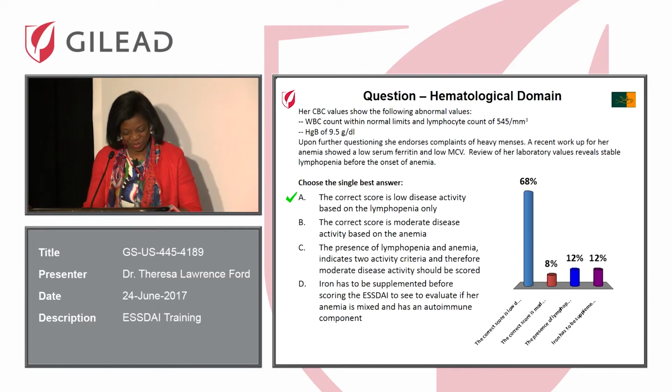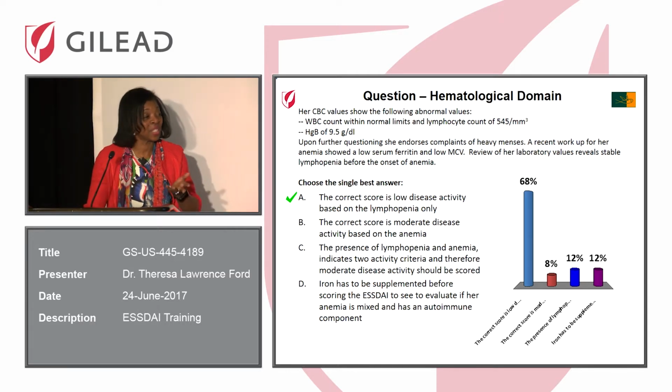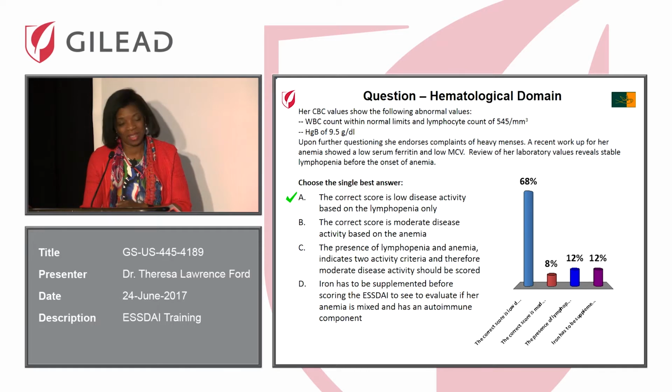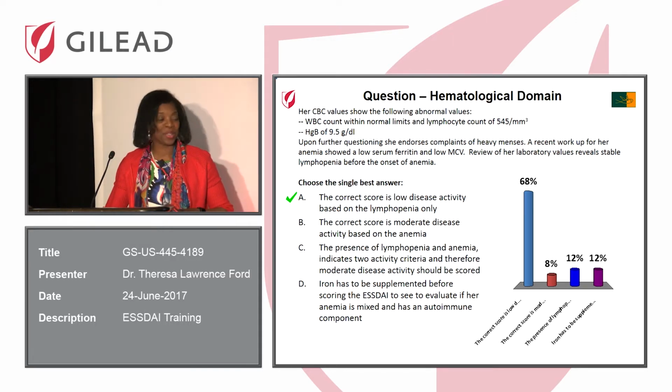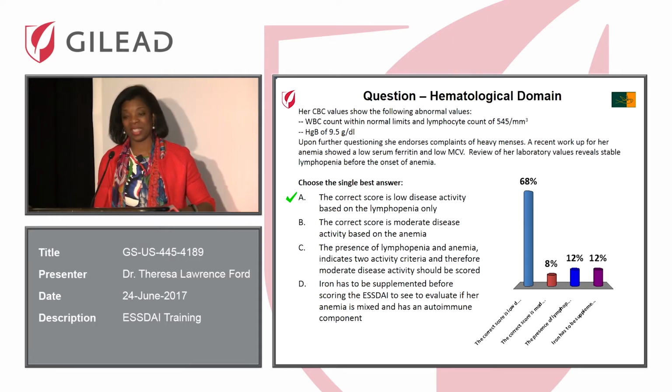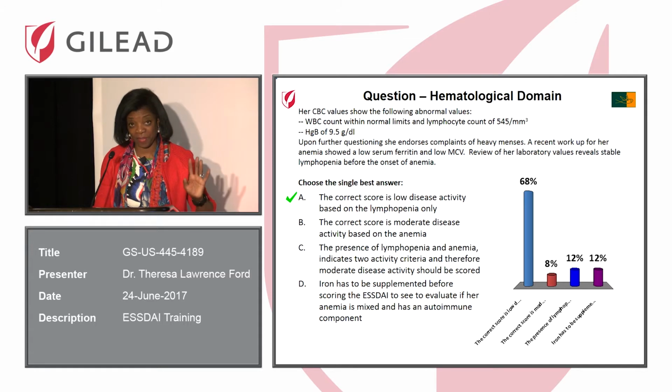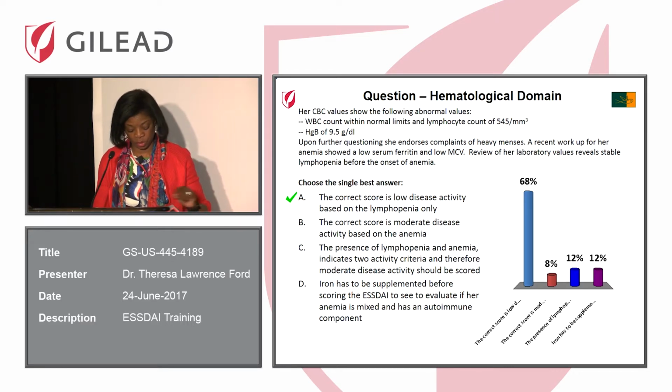Okay, the correct answer is number 1. So the only criterion there is her lymphopenia. We have an explanation for her anemia. She has heavy menses, she has a metabolic component with the iron level, and so her correct score is low disease activity based on the lymphocyte count being 545, and our hemoglobin being over 8, at 9.5. So the correct score can't be based on anemia because we have a reason for that.